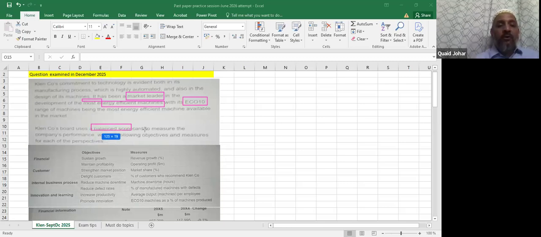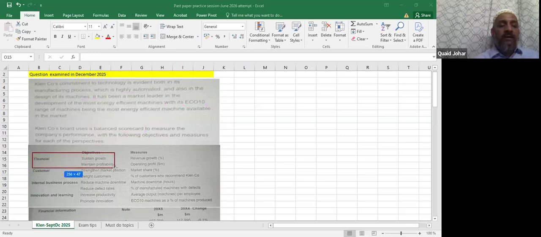Now you should remember the 4 perspectives of the balanced scorecard, which involve financial, customer, internal process, and innovation and learning. Now they have given you the 4 perspectives in the question. They mentioned the perspectives against which they have mentioned the objectives and the measures, the ratios through which they measure the performance. So the objective of the financial perspective is sustained growth. Sustained growth means that sales should keep on increasing, the number of customers should keep on increasing, right? So this is the growth.